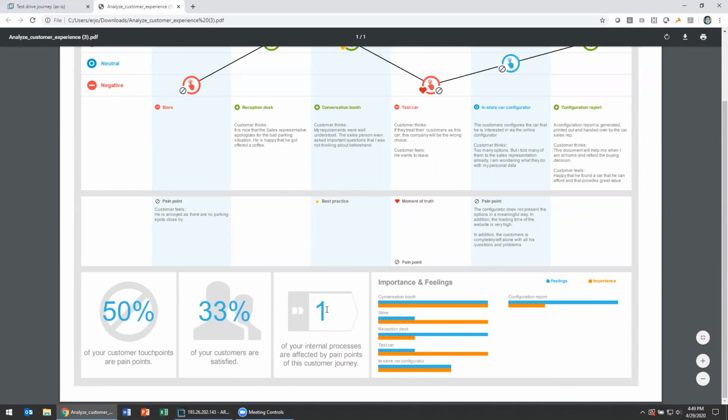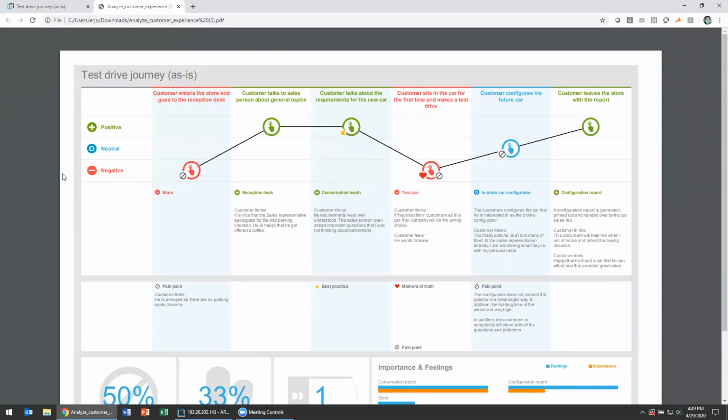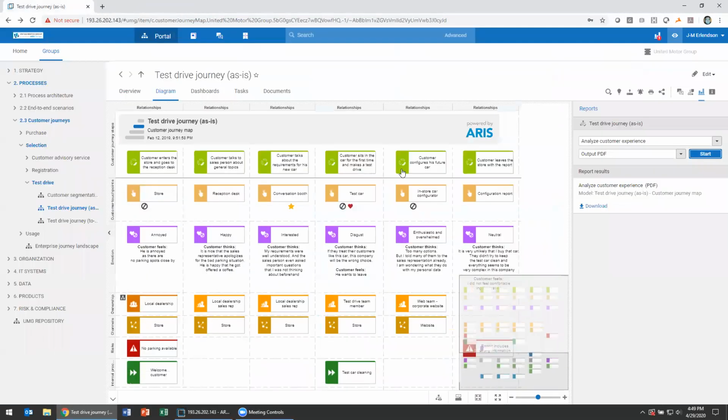One of my internal processes, which is what we've already navigated to, and we saw that by manually clicking through, is affected by a pain point. And we have importance and feelings, which can be cataloged and categorized on it. So it gives you a nice visualization, something you can take away and present. And I've got a little PDF file that I can do something with. So once again, that's the primer on customer journey mapping.